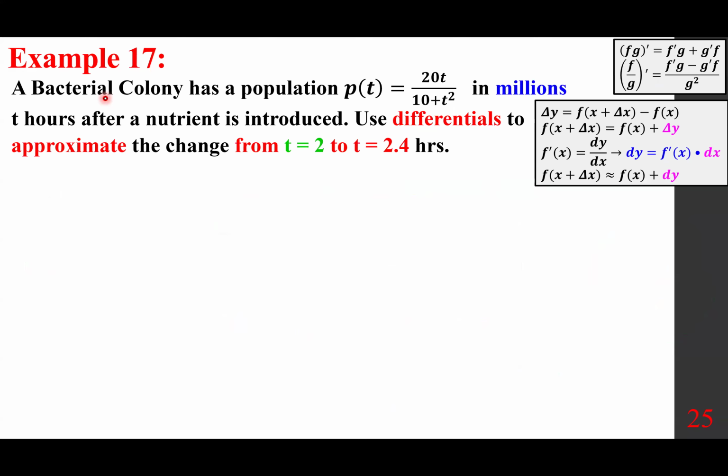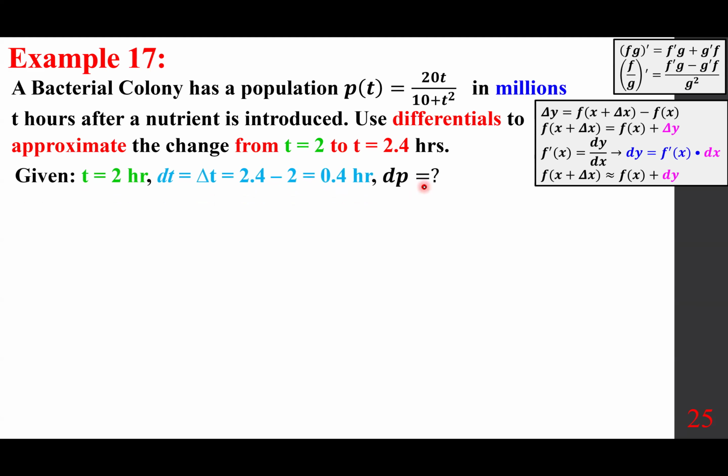A bacterial colony has a population of P of t equals 20t over 10 plus t squared, in millions, t hours after a nutrient is introduced. Use differentials to approximate the change from t equals 2 to t equals 2.4. So what is given? Originally t is 2. dt is the difference between the two. dt, or delta t, is 2.4 minus 2, or 0.4. And we want dP, in essence, the approximate change. So that's the first thing.